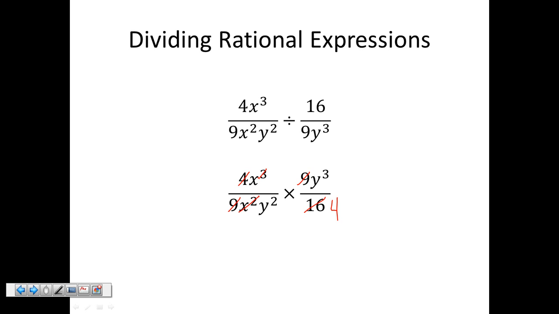I can do the same thing with the y's. I've got a y squared on bottom, I've got y cubed on top, so that's going to leave just a plain old y on top. So once I'm all done canceling, then I can rewrite it xy over 4.